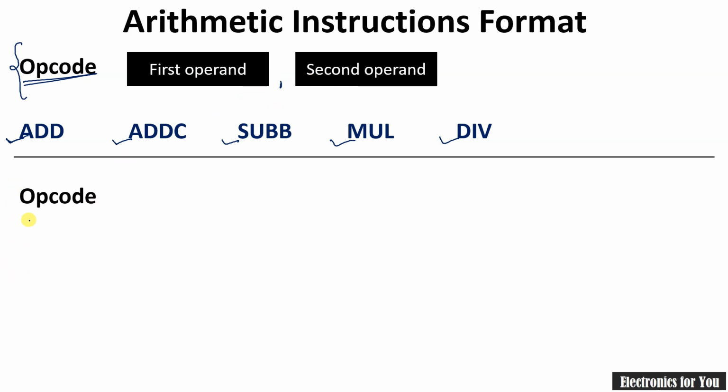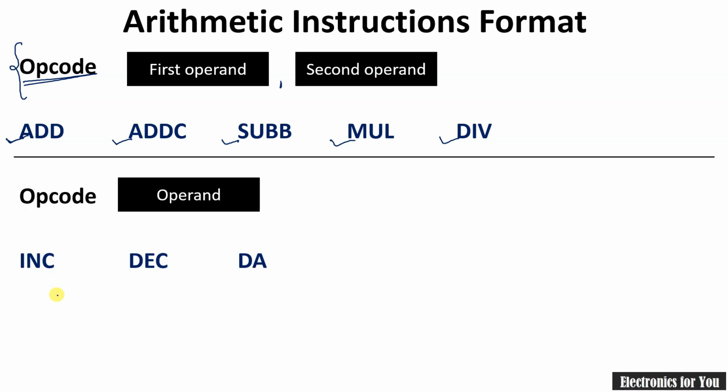Now the second format is the opcode followed by the operand only, and these instructions are INC, DEC and DA, that is increment, decrement and decimal adjust. So these are the different instructions used in arithmetic instructions along with their formats. So let us start with the first instruction, that is addition.